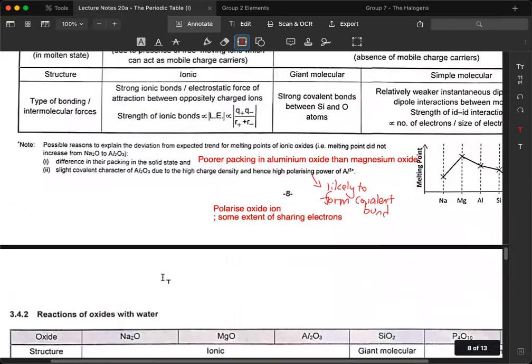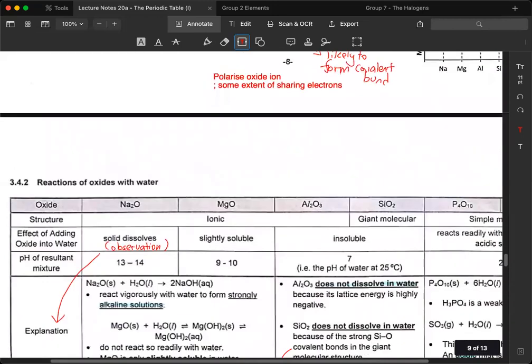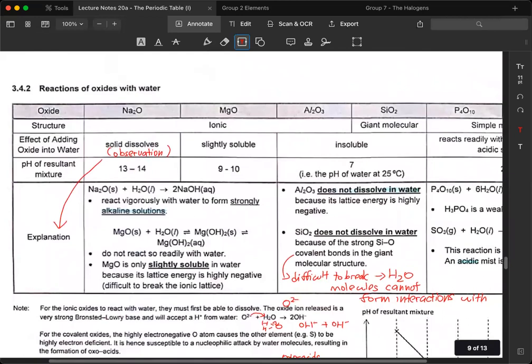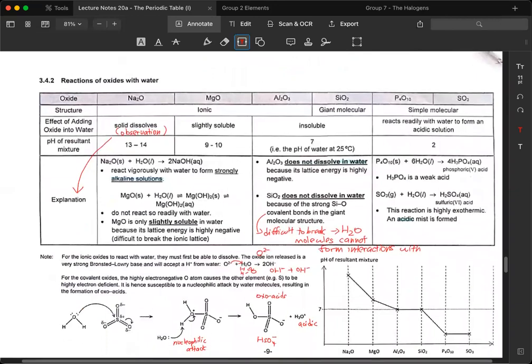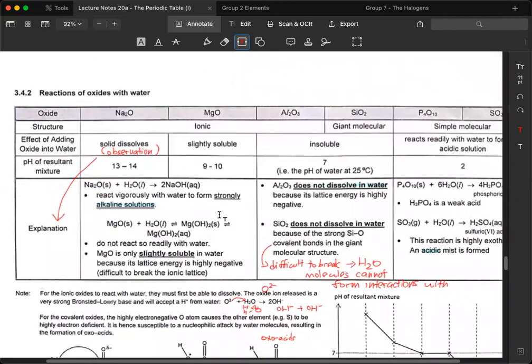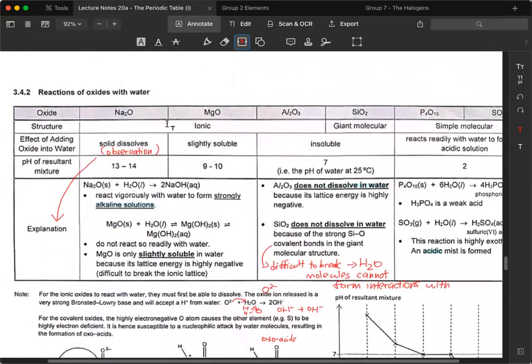Now this is the physical properties of the oxides. How about the reactions of the oxides with water? What will it be like? There are some things to study, and later we go to the chlorides. Sodium oxide, magnesium oxide and aluminium oxide, we know they're ionic. When they're added to water, these are the observations. For sodium oxide, it will just dissolve to form sodium hydroxide. So when sodium oxide is added to water, it will form sodium hydroxide.